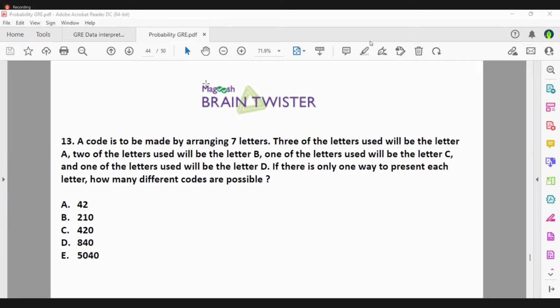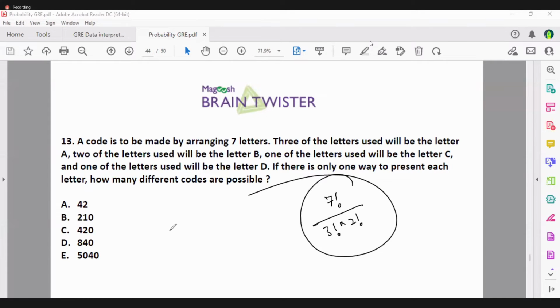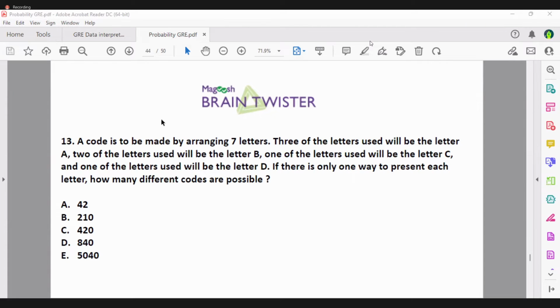Sir, is it 420? Yes. So basically, there are 3 letters of A, 2 letters of B, and C and D. So A is repeated 3 times, so divide by 3 factorial. B is repeated 2 times, so 2 factorial. So we will get 420. Wonderful. Anyone who has not understood this question?